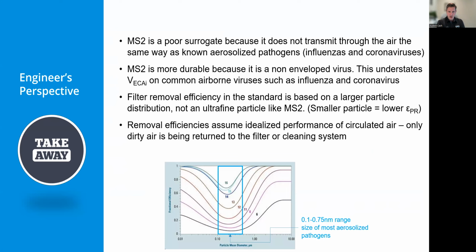So then let's go to the wrap up here, right on time. We've talked about MS2 a little bit. Let me spend a few more seconds on MS2 since the slide reminded me to do it. My opinion here is MS2 is an interesting choice. It's a pretty poor surrogate because it doesn't transmit through the air the same way as aerosolized pathogens, but it was chosen for cost reasons. It's also a very, very small particle. It is a non-enveloped virus, which is one of the reasons why it's a challenge for air cleaners to tackle. So really the VECAI, or the volume of cleaned air on MS2, that rating will be lower than on the types of viruses that actually make us sick, like influenza and coronaviruses.